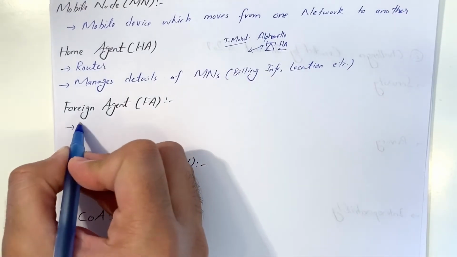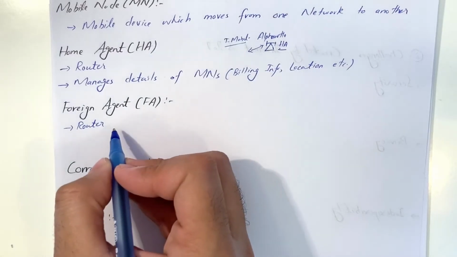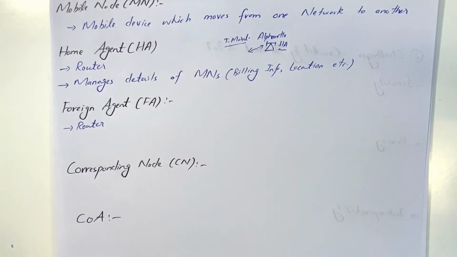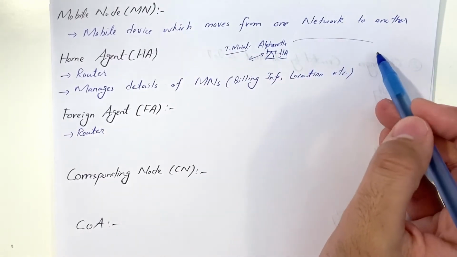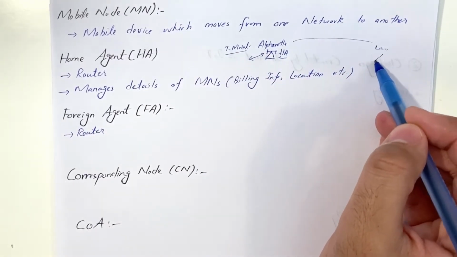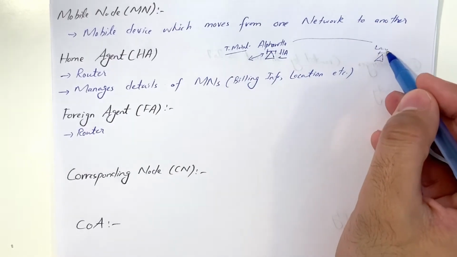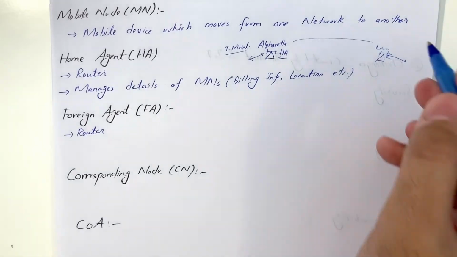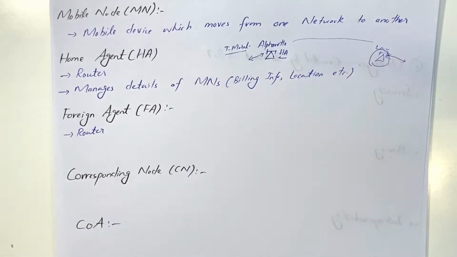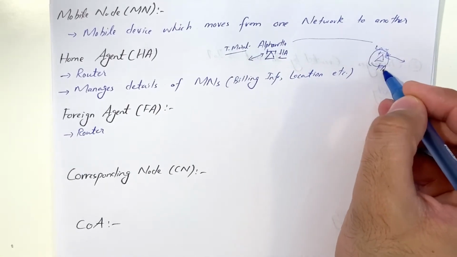Foreign agent is again a router, and this particular router is used if you temporarily move to another area. So you live at Alpharetta. If you visit Lawrenceville, you are still connected with the internet if you use your cellular plan. Why? Because you are getting services from the router in that particular city, and that router was installed by the same company, T-Mobile. This particular router will act as a foreign agent for you.